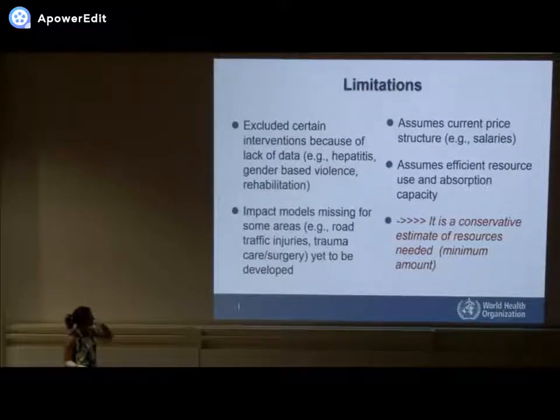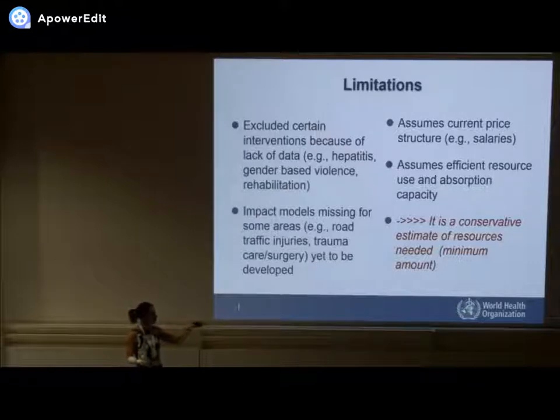So some of the limitations is we don't include everything required for UHC. Our models exclude certain very important interventions like hepatitis, rehabilitation, etc. But we are working on addressing those now, and a hepatitis price tag is about to be published. So we are working on addressing the gaps. And in general, it's a conservative estimate of resources. We think we actually need more than what we estimate.